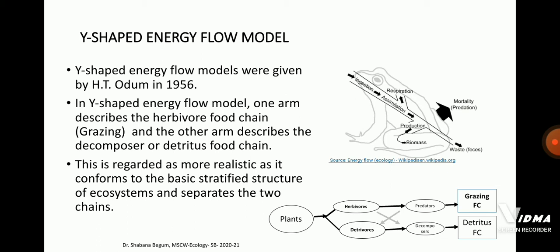There is always respiration during which there is loss of energy taking place. This is again regarded as more realistic as it conforms to the basic stratified structure of ecosystems and separates the two chains. The two chains are the grazing food chain and the detritus food chain.